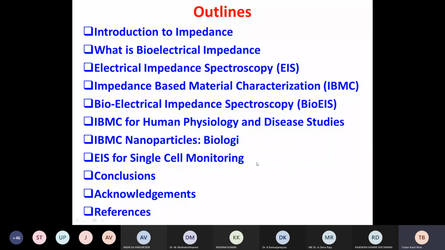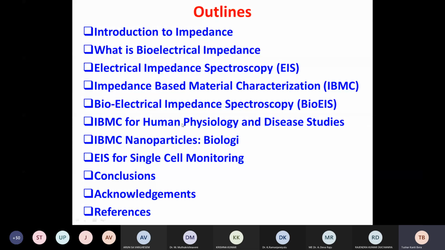So we will be discussing as per the outline. Introduction to impedance, what is bioelectrical impedance. I will tell a little bit about bioelectrical impedance techniques, because impedance based techniques have found very good application in biomaterials and biotechnology. There is a lot of information hidden in the electrical property of a material in each field, but in the biomedical field we have seen that material impedance has information not only about the health condition but also some disease information, which can be extracted with proper analysis so that we can detect several diseases.